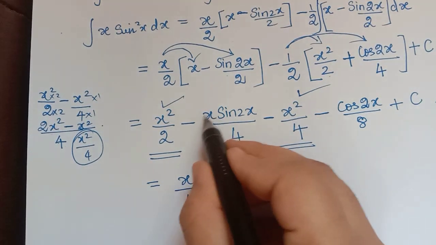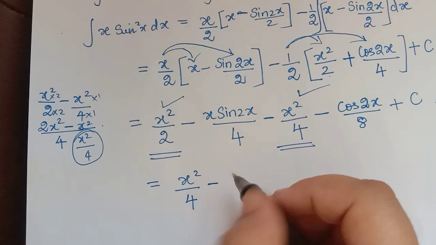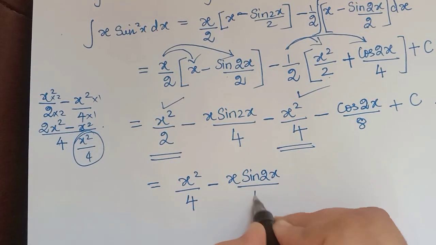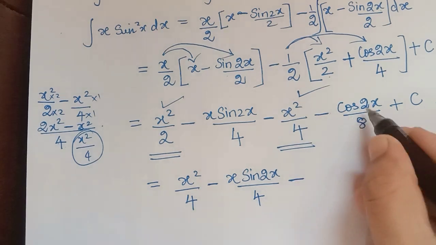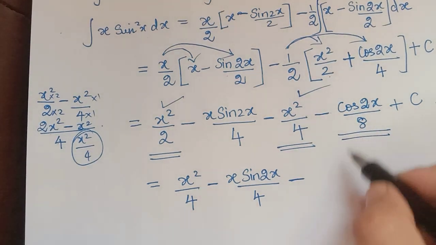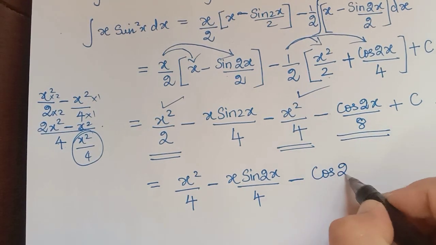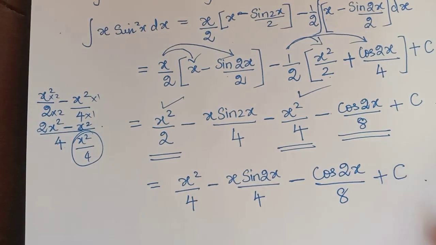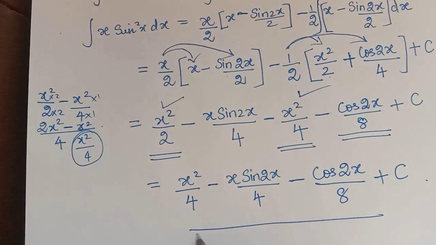And then this term comes as it is, minus x sine 2x divided by 4, and this term also comes as it is, minus cos 2x divided by 8, plus a constant c. So this is the answer.